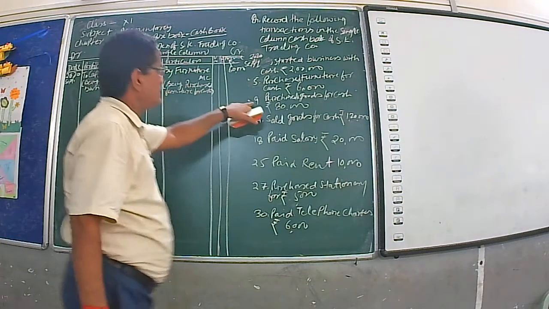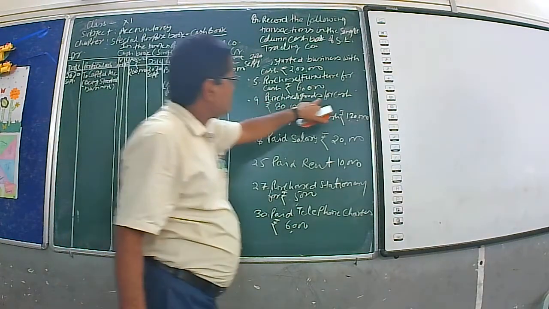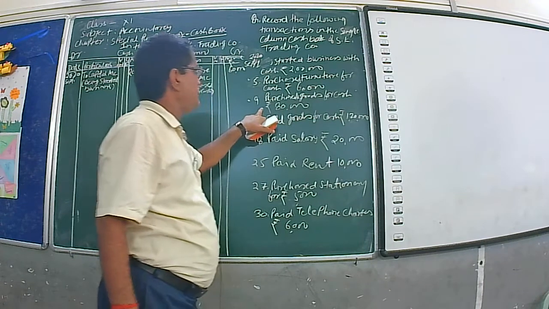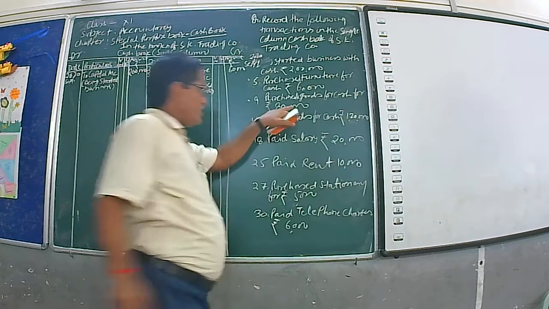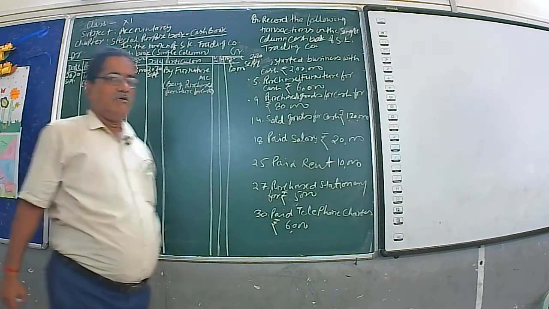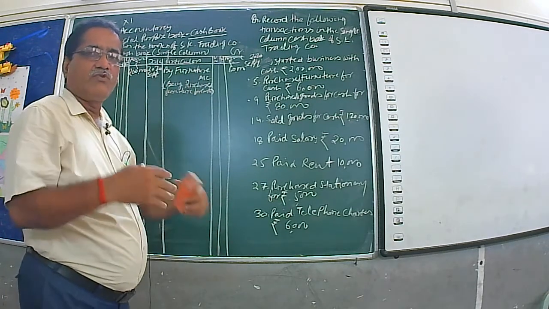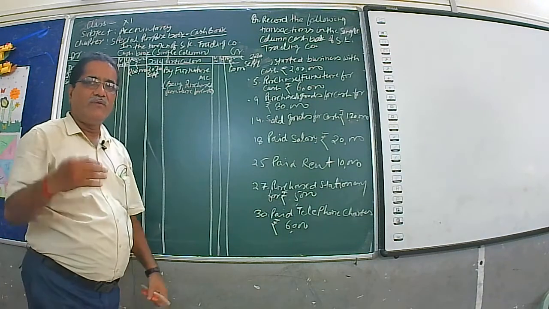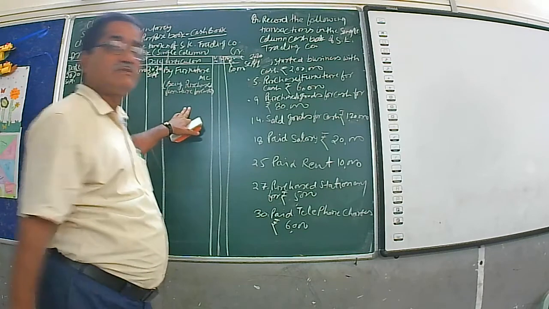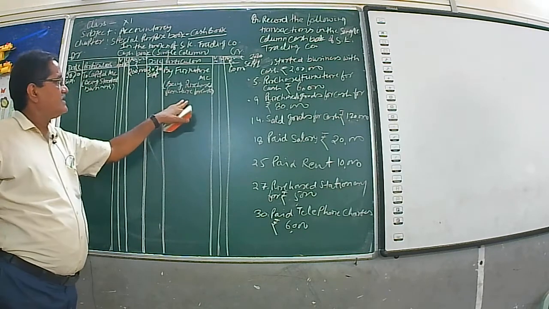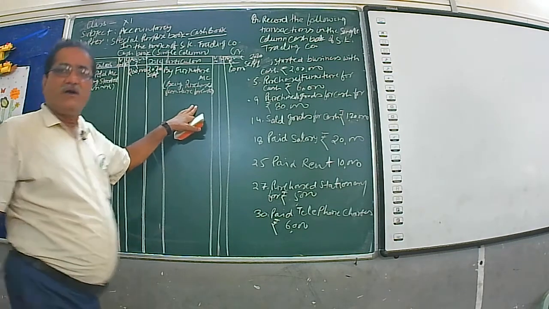Next one, that is the 9th: purchase goods for cash for rupees 80,000. Obviously, when the goods are purchased, money will go out. It means payment is made by the business for purchasing goods. That's why it is noted in the credit side of the cash book.